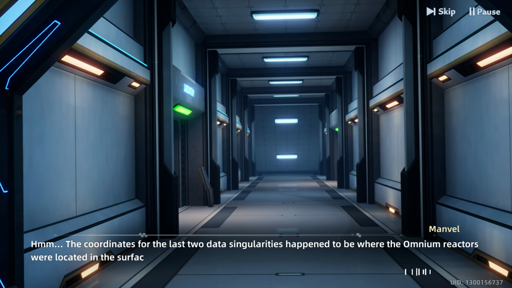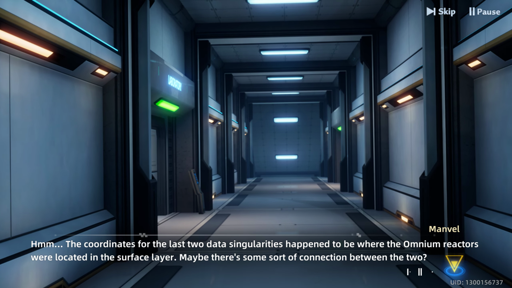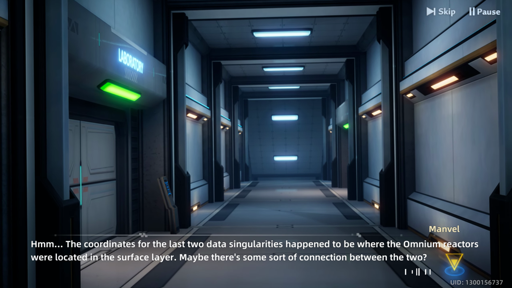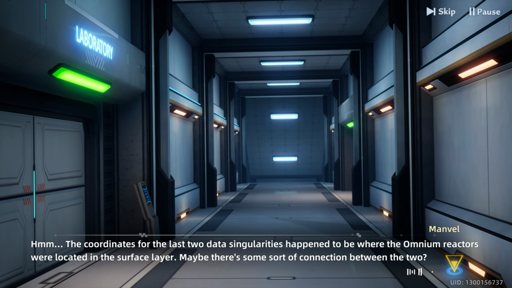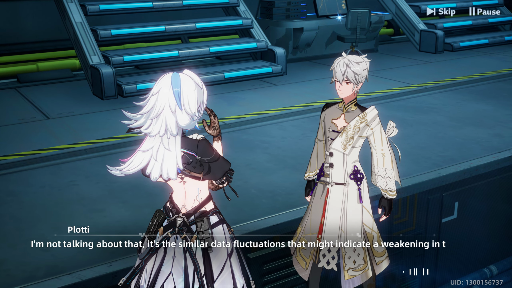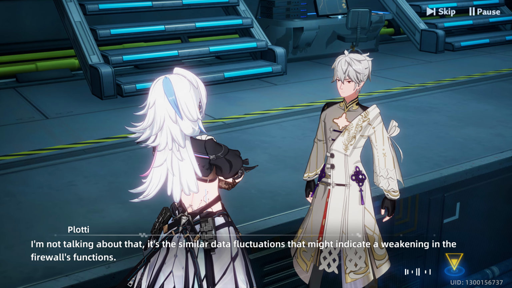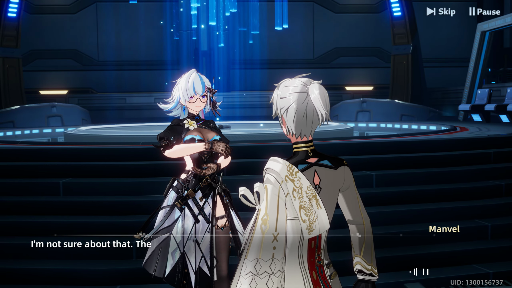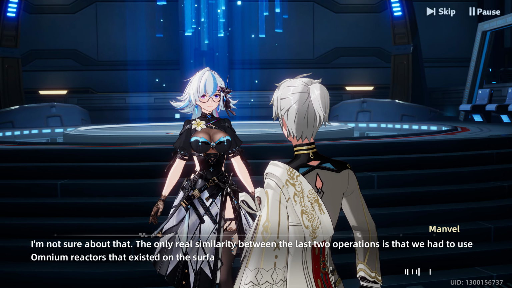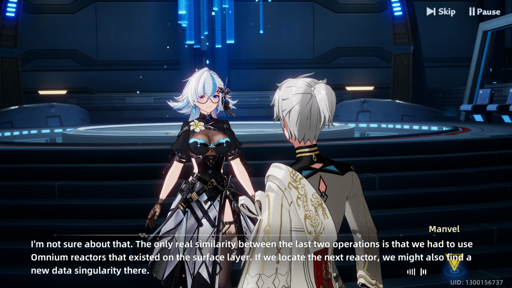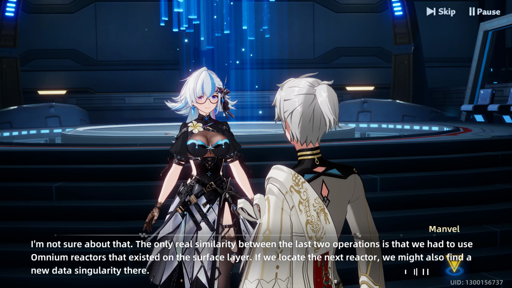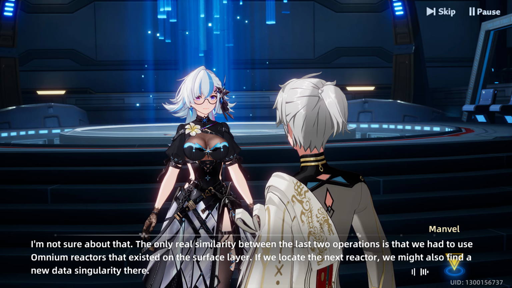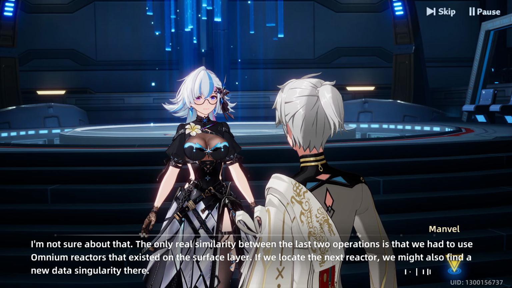The coordinates for the last two data singularities happen to be where the omnium reactors were located in the surface layer. Maybe there's some sort of connection between the two. I'm not talking about that. It's the similar data fluctuations that might indicate a weakening in the firewall's functions. I'm not sure about that. The only real similarity between the last two operations is that we had to use omnium reactors that existed on the surface layer. If we locate the next reactor, we might also find a new data singularity there.